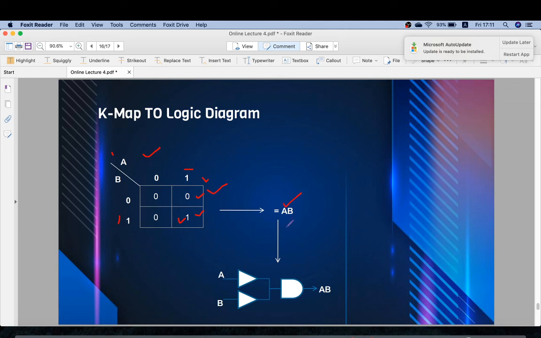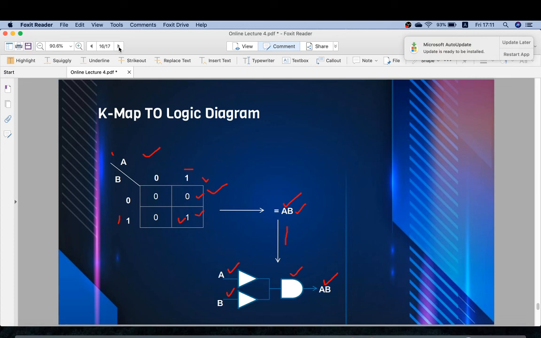So how will we draw our output from this? From here we can see we have 2 inputs. So first of all we will give 2 inputs, A and B. And it is the product, so whenever we want to find the product we put an AND gate. So we put one AND gate and our final answer will be A into B. This is how we make logic diagrams from K-maps.